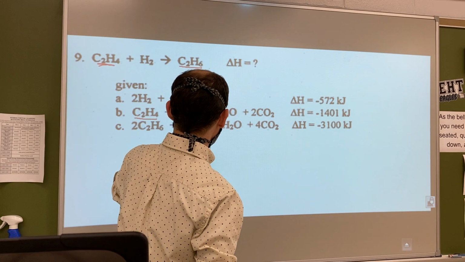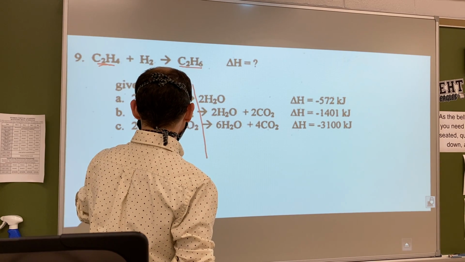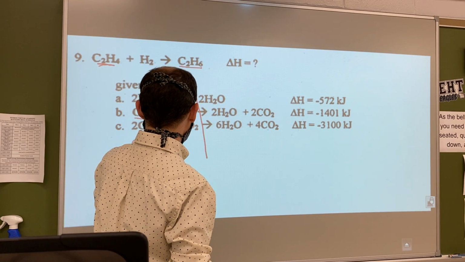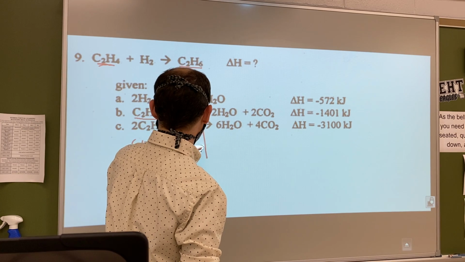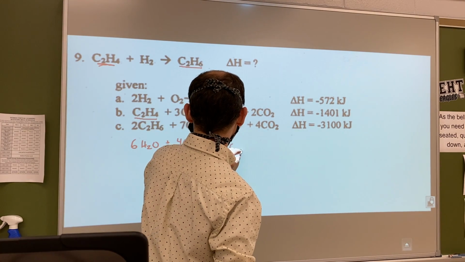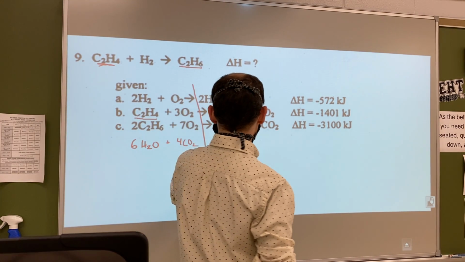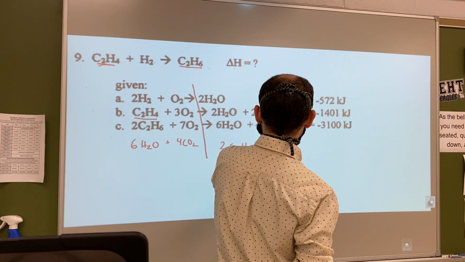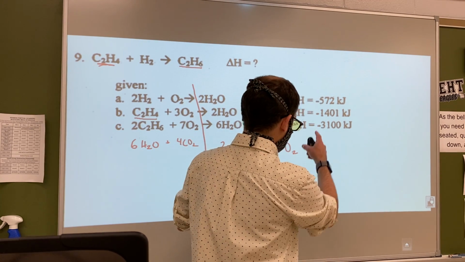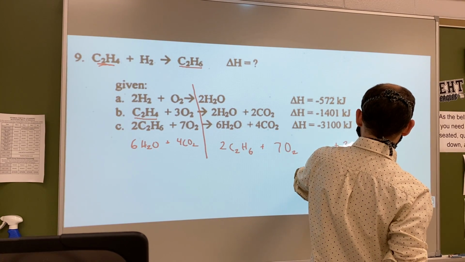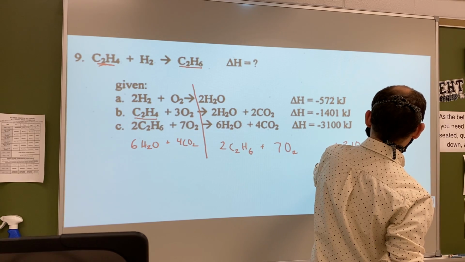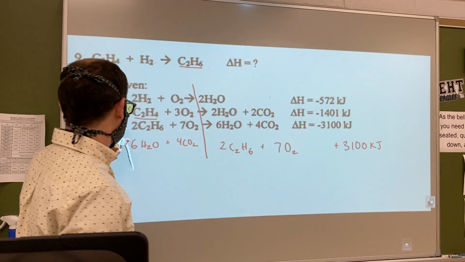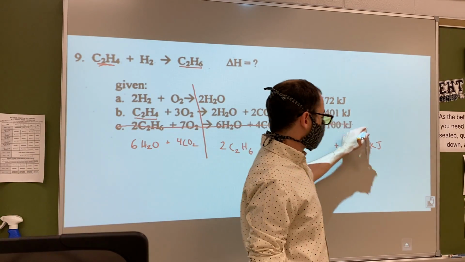So if the arrows are all here, it'll be 6H2O plus 4CO2 yields 2C2H6 plus 7O2. And we have to flip the number 3100. Okay, so we flipped that. What would you do next?